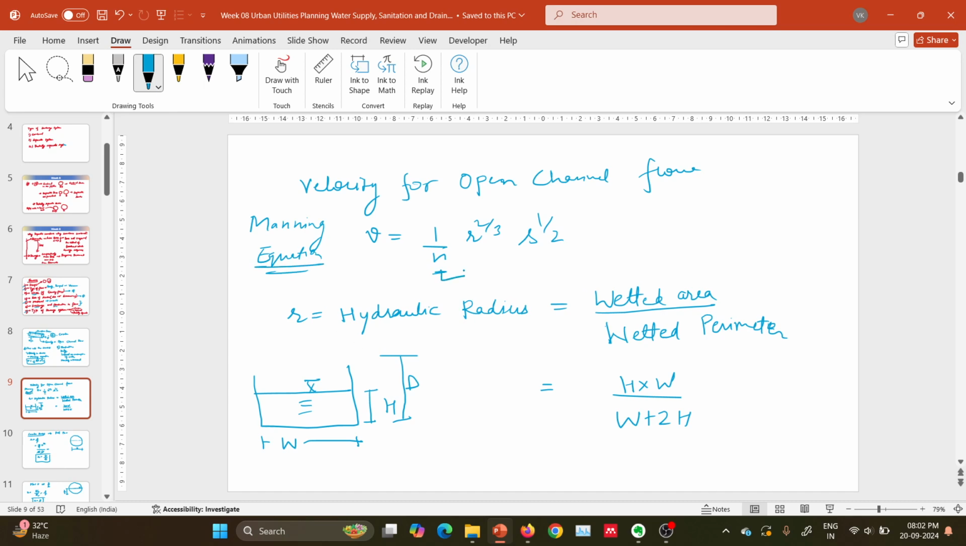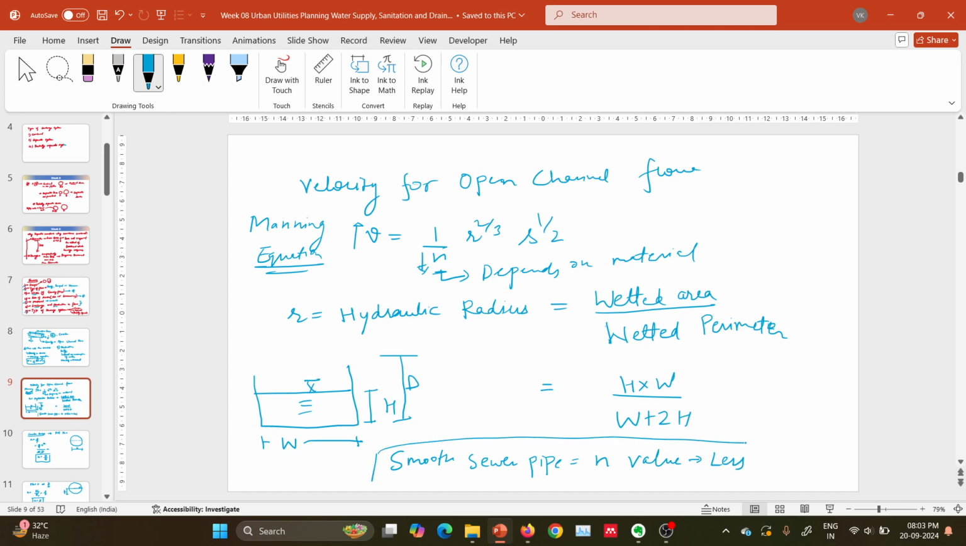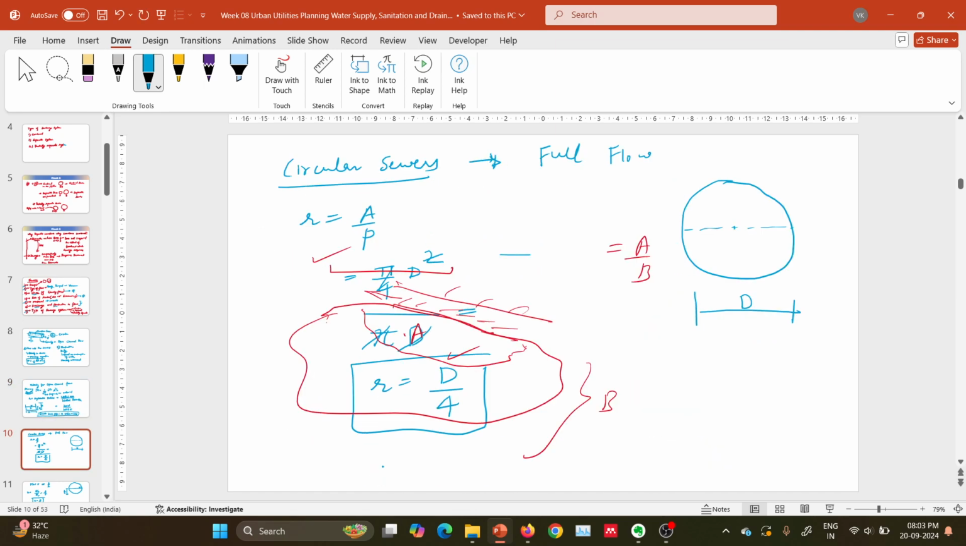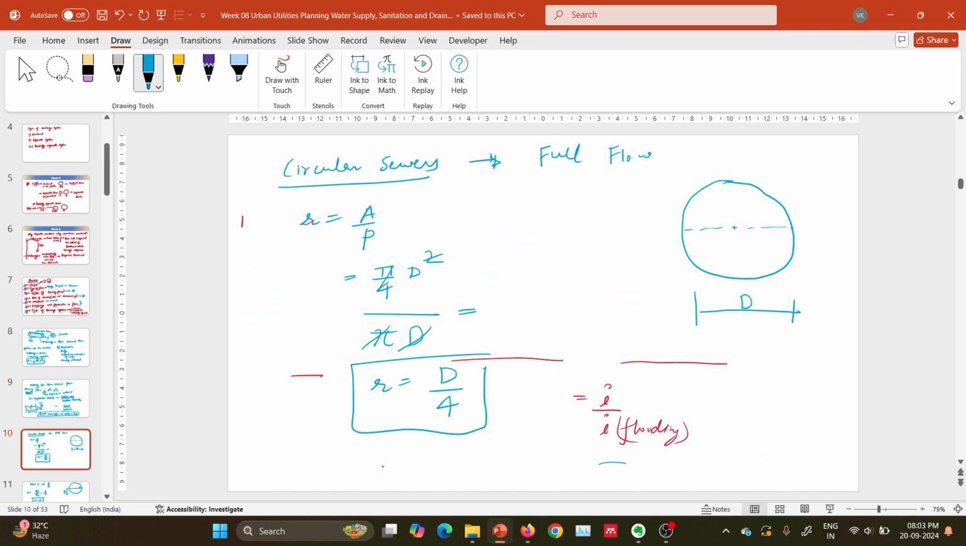So n depends on the material. For a smooth material, for a smooth sewer pipe, n should be less or more? A smooth pipe will have greater velocity, so n should be less. For a smooth pipe, the n value is less. Then mostly we use circular sewers, so we calculate R, the hydraulic radius, that is D by 4, in two cases: when it is flowing full and when it is flowing half.